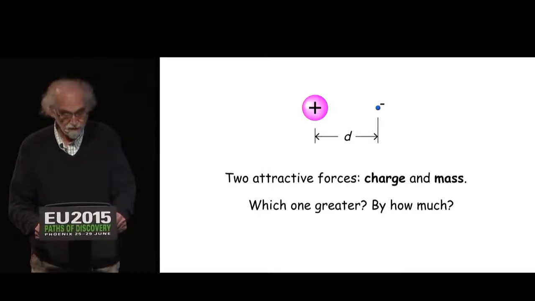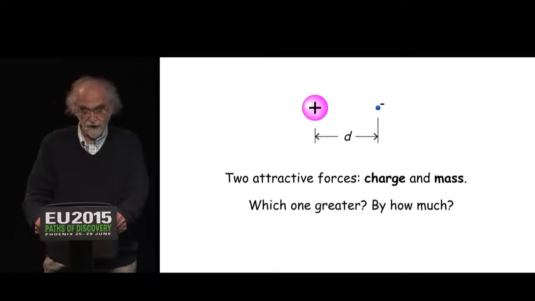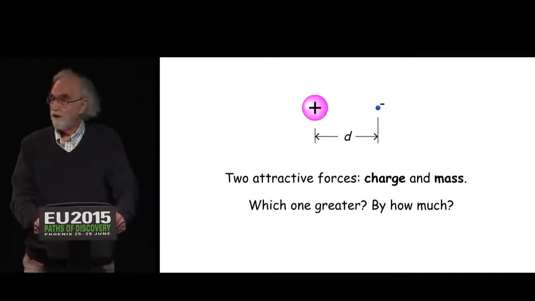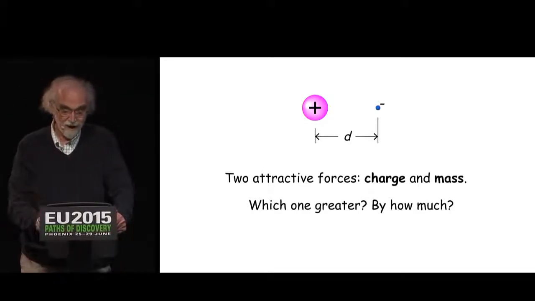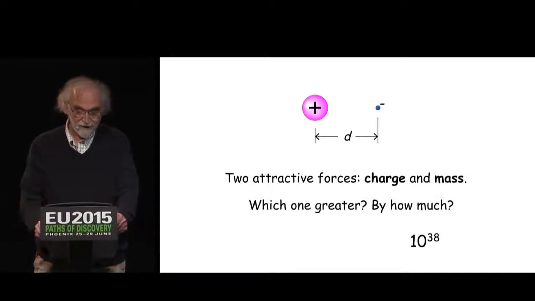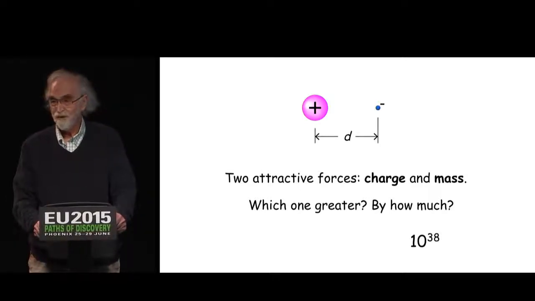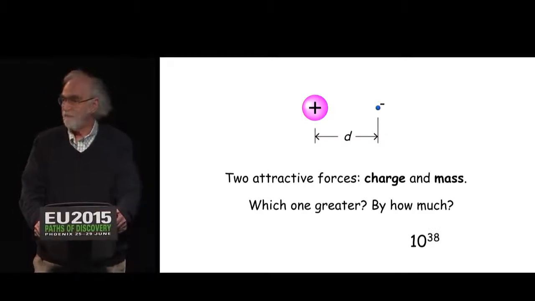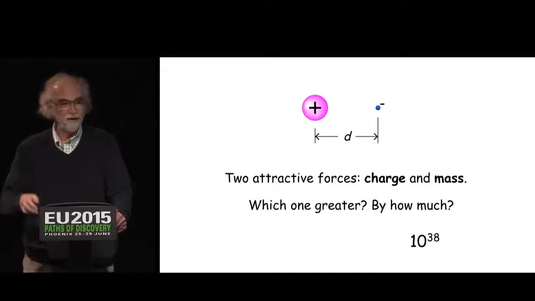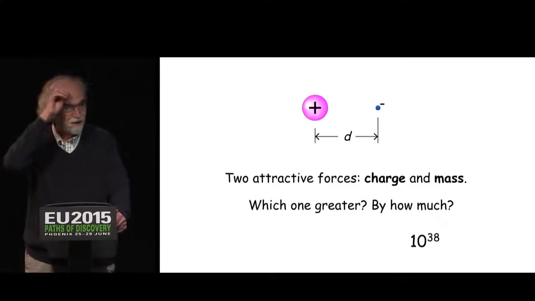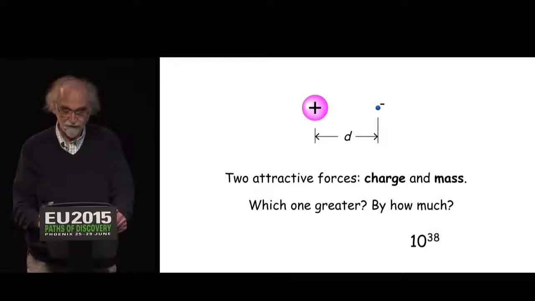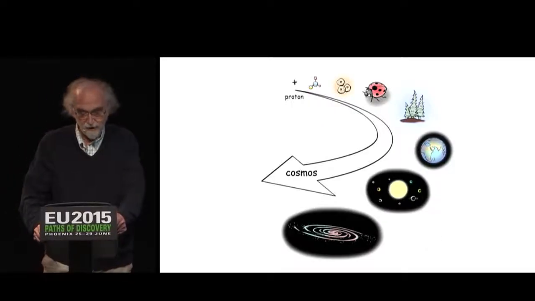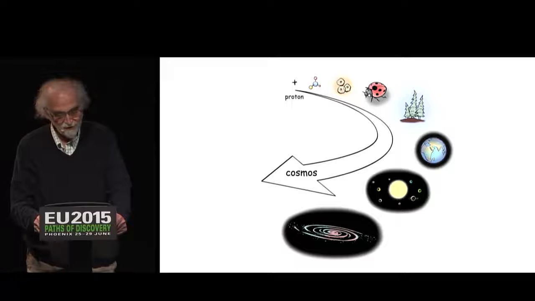I'm sure most of you will guess that the electrostatic force is larger than the gravitational force, but by how much? The answer turns out to be 10 to the 38th. It's not trivial. It's a huge amount. But I think most of us don't really understand what 10 to the 38th means. We can understand 10 times or 100 times or 1,000,000 times, but 10 to the 38th. 10 to the 38th is something like the schematic shown here.